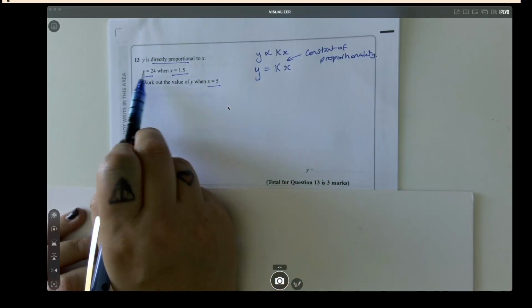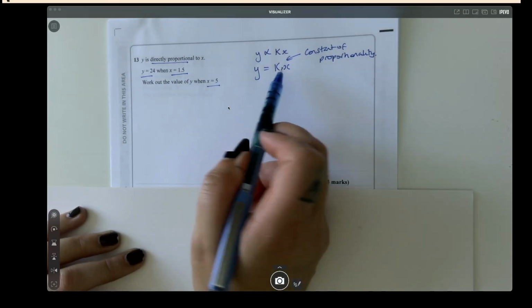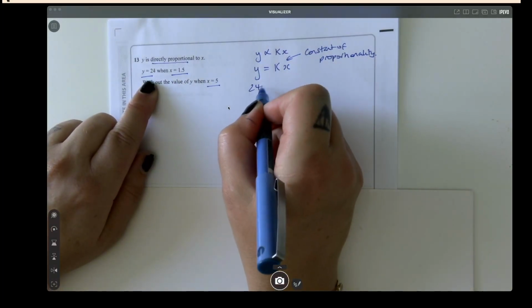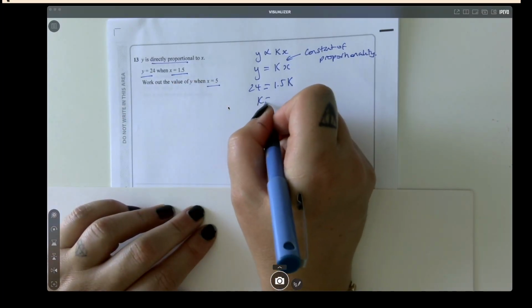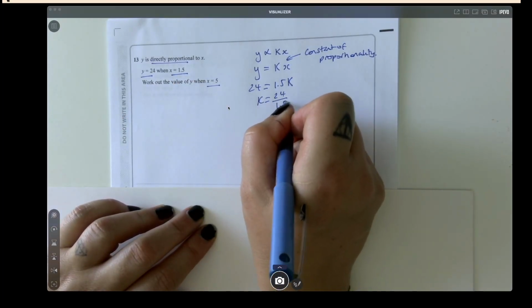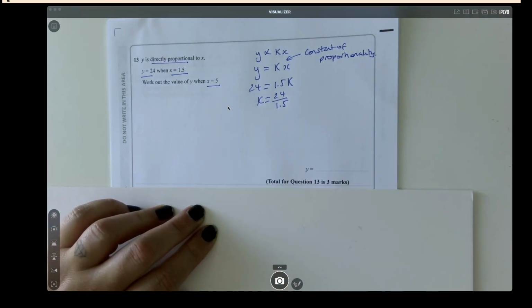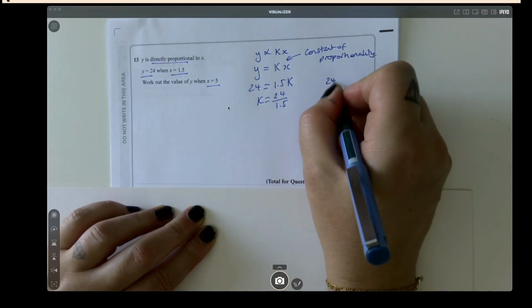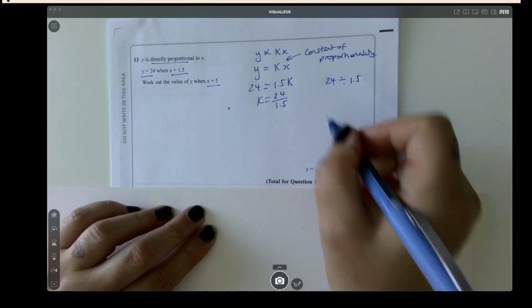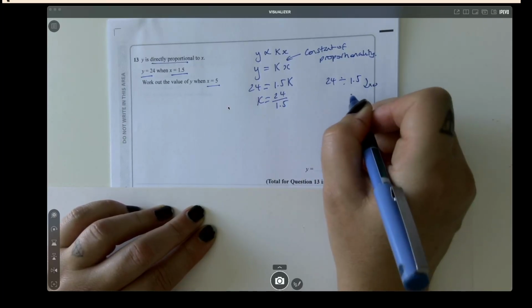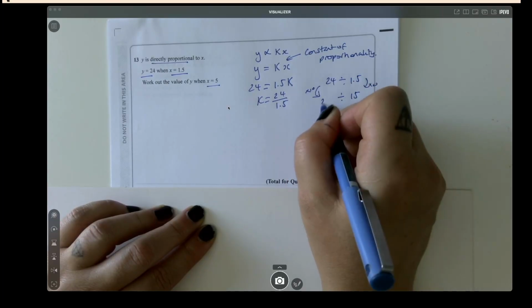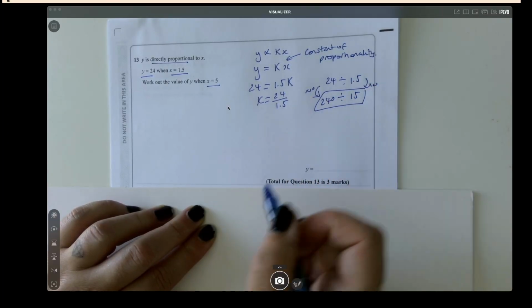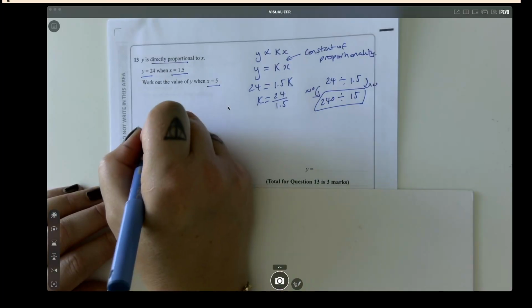They've given us a corresponding y and x value. We're going to substitute those in. So when y is 24, x is 1.5, so k is equal to 24 divided by 1.5. Now we need to do 24 divided by 1.5. If I multiply that by 10, it becomes 15. Have to do the same on the other side because we're dividing. So I'm doing 240 divided by 15.